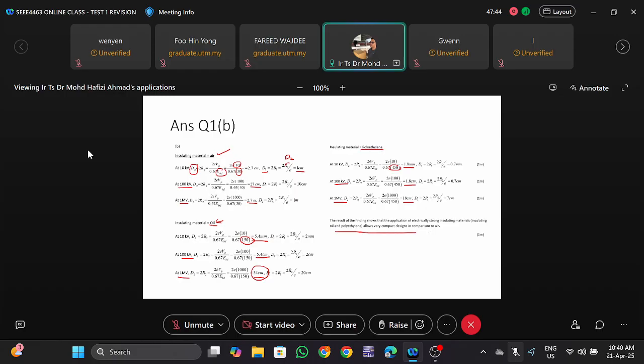Then we need to discuss our results. The finding shows that with the application of electrically strong insulating materials, where the insulation material has a higher breakdown strength, we can have a more compact design in comparison to air. So you must see that if you are using polyethylene, the gap distance between our coaxial electrodes D1 and D2 becomes just around 80 centimeters. But this D2 is actually the diameter of the electrodes.